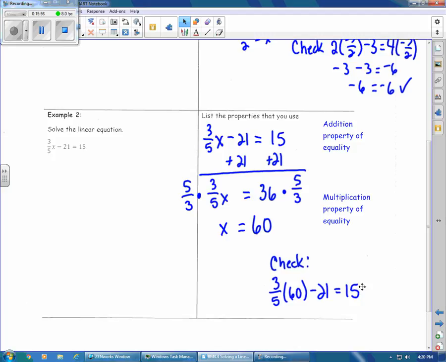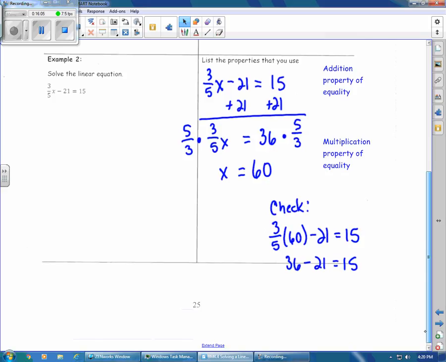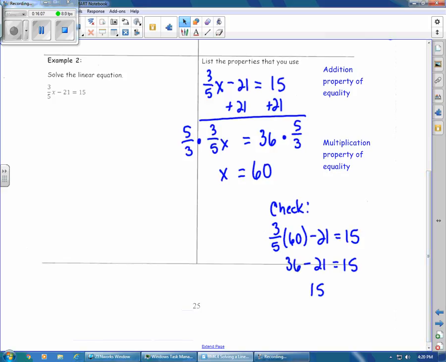So 5/3 times 60 is going to be 36. Minus 21 equals 15. And 15 does equal 15. So we got it.